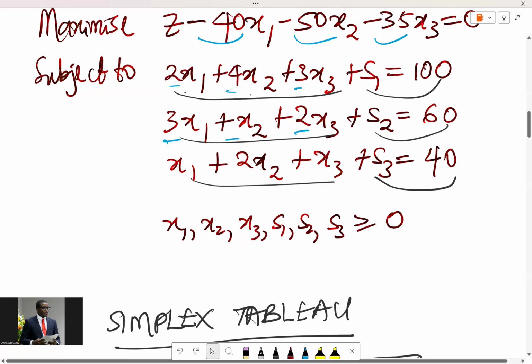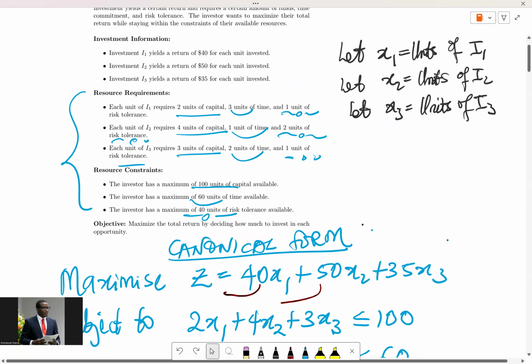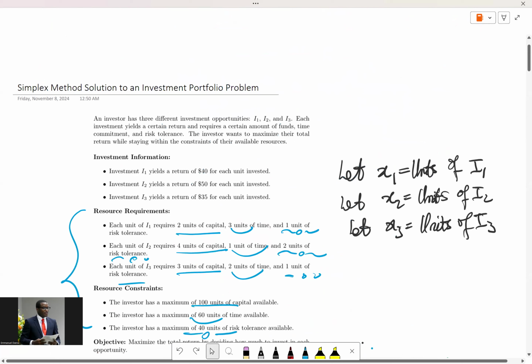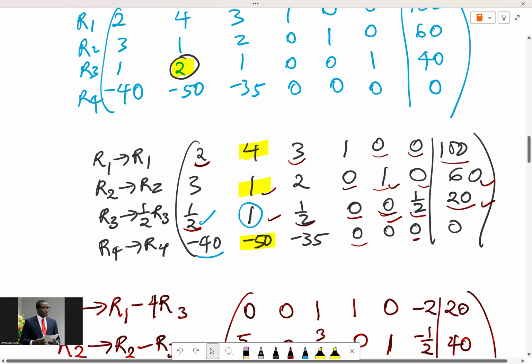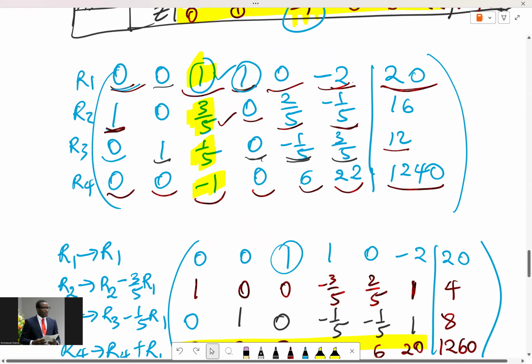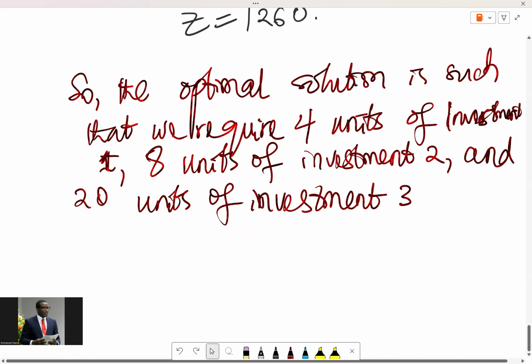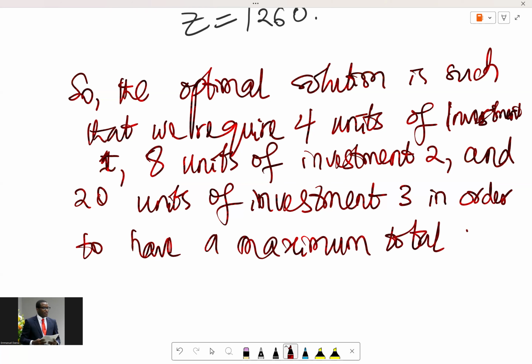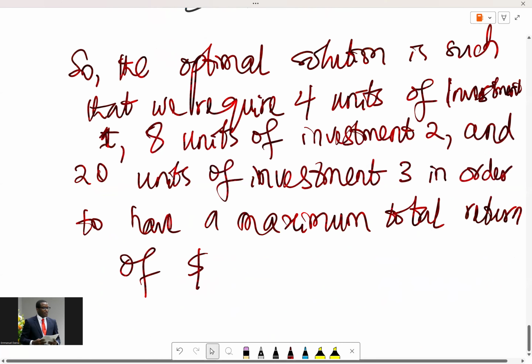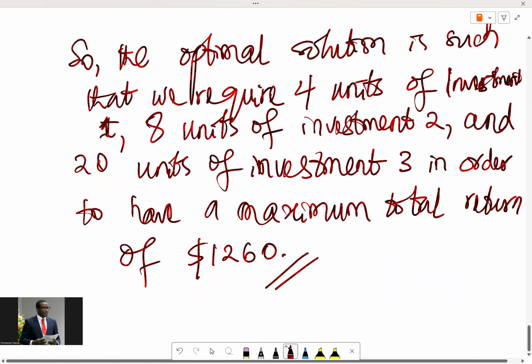Remember our objective function. All the calculation can make you forget where we are coming from. We want to maximize the total return by deciding how much to invest in each opportunity. So the optimal solution is such that we require 4 units of investment one, 8 units of investment two, and 20 units of investment three in order to have a maximum total return of $1,260. That's how that goes.